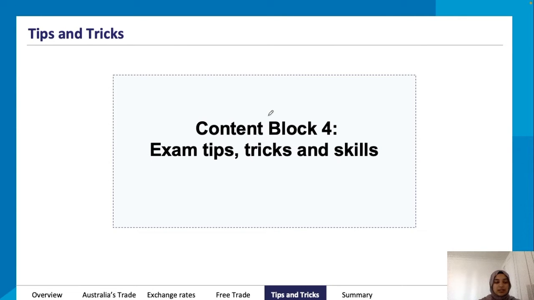Moving on to the next slide, we're now going to look at the exam tips, tricks, and skills. So that essentially concludes the content component of today's lecture. I hope that everything was fairly clear and allowed you to gain a little bit more of an understanding of the content involved and how to go about it. So now let's go through the exam tips, tricks, and skills.